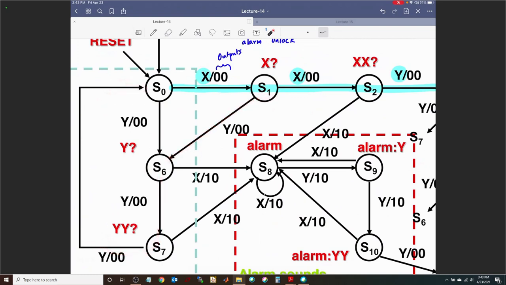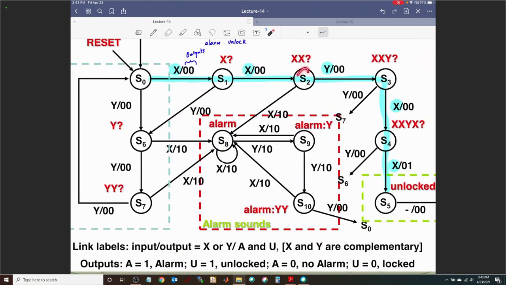Similarly, you can do that from all the other states as well, right? So suppose you are in S2, you can press Y, well, from S2 you press Y, you go to S3, but you can press Y again for the second time to go to S7, and then for the third time you get back to S0. From S4, the last input was X, right? So you would have to press Y 3 times now. First Y, you go to S6. Second Y, you go to S7. Third Y, you go to S0.